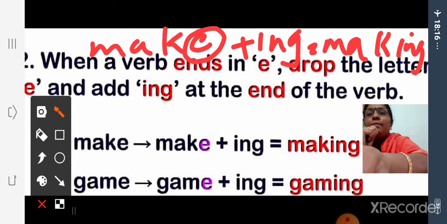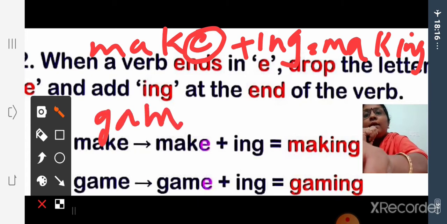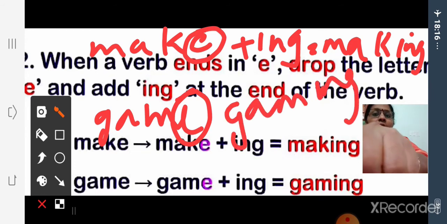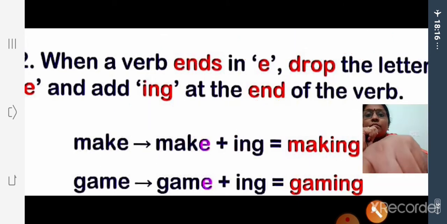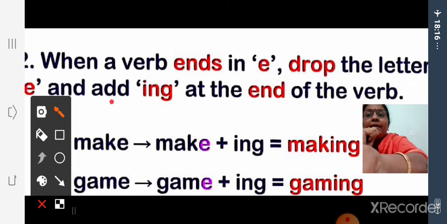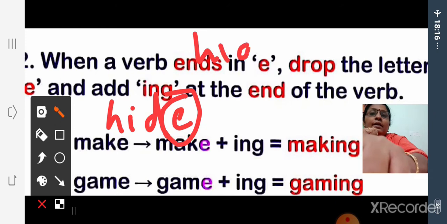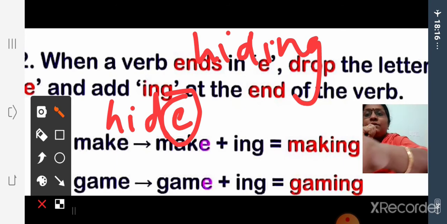Second example here, game, G-A-M-E. Here also this word ends in letter E. So what we have to do is drop letter E, add ing. So gaming. See, drop the E and add ing. Then similarly in your text, hide, H-I-D-E. So this word also ends in letter E. So what we have to do is drop letter E and add ing. So the result is hiding, H-I-D-I-N-G. See, there is no E. Okay, that is the first rule.